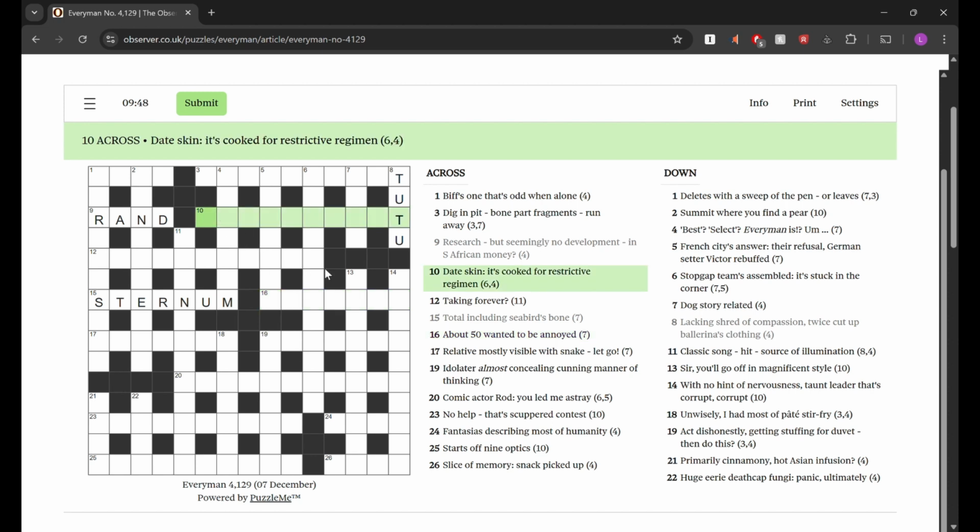Let's go date skin. It's cooked for restrictive regimen, which I guess is going to be a diet. So we're going to be anagramming date, skin, and it, which is 10 letters. So we're cooking those, anagramming them, and we're going to get Atkins diet. Alright, let's see if that helps here.